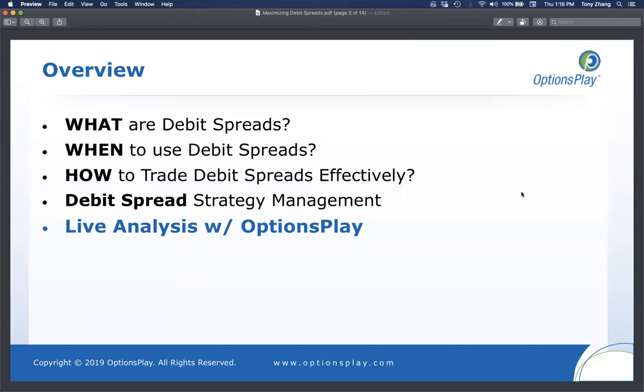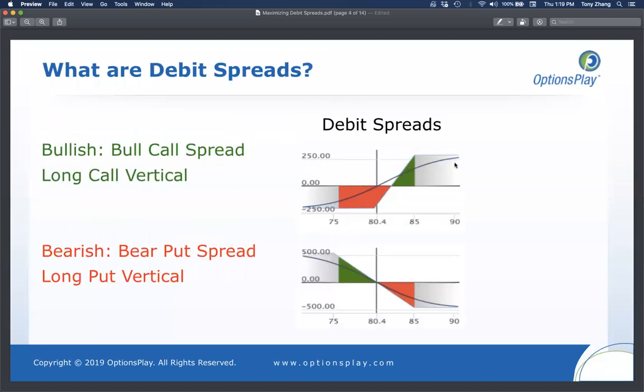And then we'll talk a little bit about when you should use debit spreads. And then I'm going to switch it up a little and jump into Options Play right then and there. I want to show you some examples of debit spreads. And then we'll come back and talk through the management of the strategy and how to trade the optimal selections for expiration dates and strike prices using Options Play. So those are the things I want to go over here today.